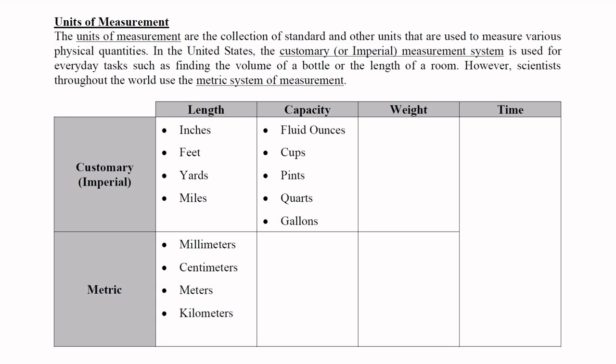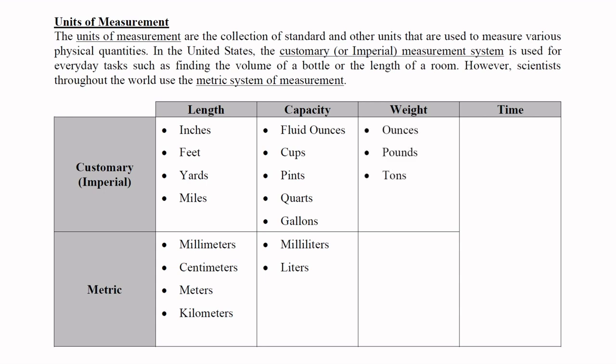In the United States, in the customary or imperial measurement system, we use things such as fluid ounces, cups, pints, quarts, and gallons. These are terms that you hear a lot around the kitchen when you're trying to bake something, or you also hear the term gallons used when filling up your tank of gas in your car. In the metric system, you have most commonly milliliters and liters.